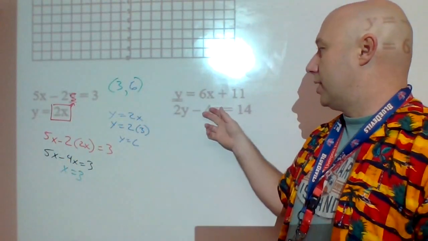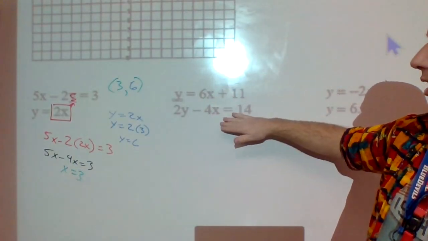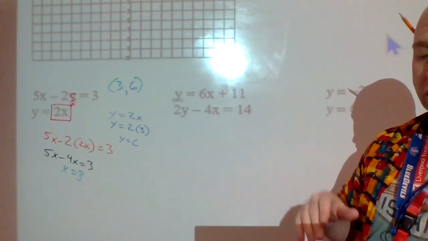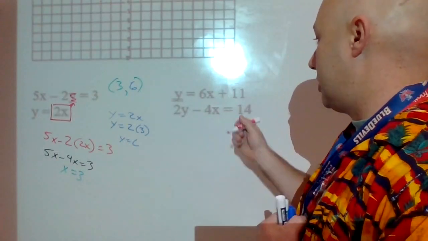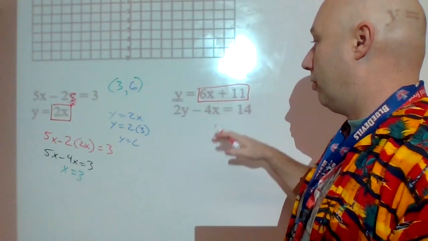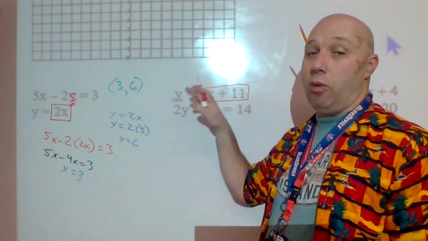Okay? On this next one, we got y equals this, and we got 2y minus 4x equals 14. Do we know what y or x equals? The answer is yes, we know what y equals. y equals this whole mess. So if y equals that whole mess, we have to plug that whole mess in for y.